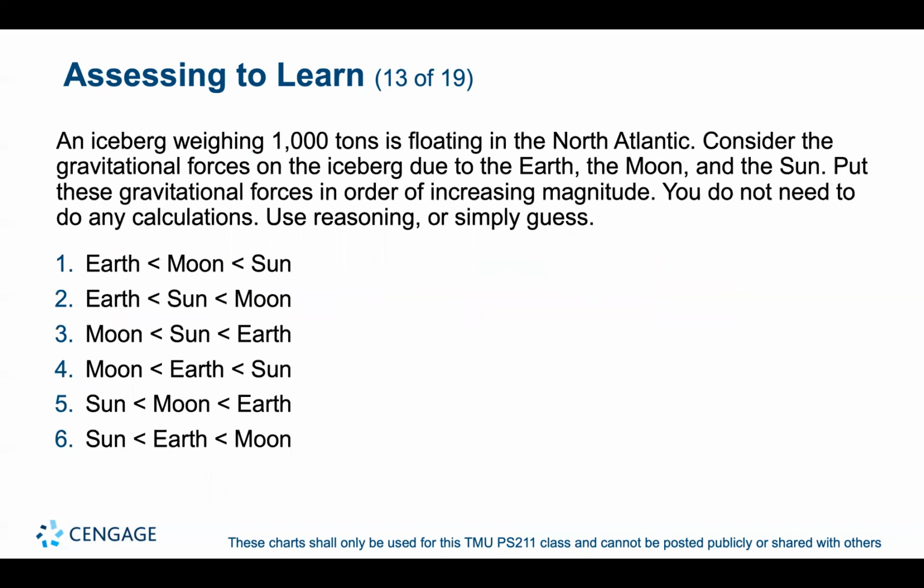An iceberg weighing 1,000 tons is floating in the North Atlantic. Consider the gravitational forces on the iceberg due to the Earth, the Moon, and the Sun. Put these gravitational forces in order of increasing magnitude. You do not need to do any calculation. Using reasoning or simply guessing is just fine. So the answer is the Moon, which would be less than the Sun, which would be less than the Earth.